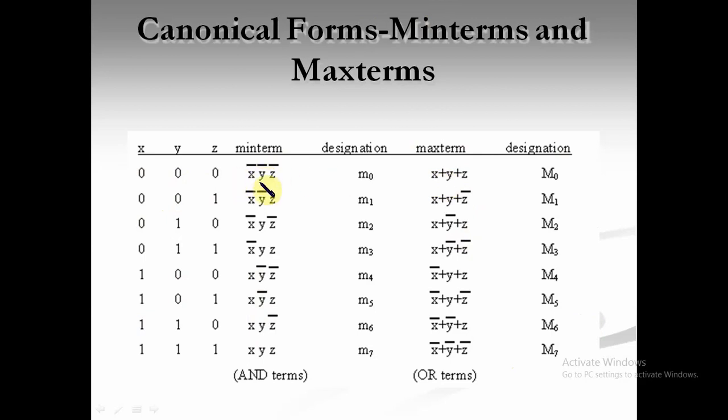In min term, it is ANDing with each other with bar, and in max term it is ORing with each other with plus sign. In min term, it is noted as small m, and in max term, it is noted as a capital M. That is related to OR terms, and the other is related to AND terms.